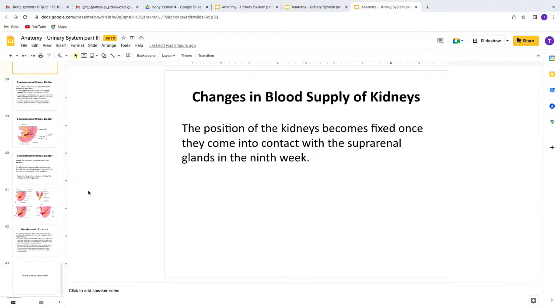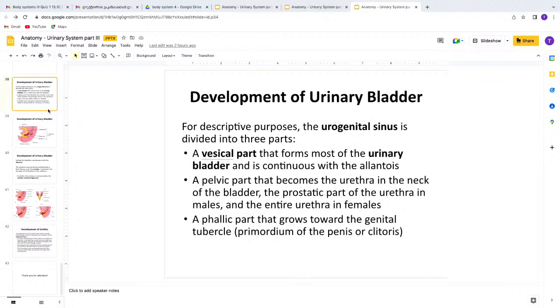Do you have any questions regarding this? No? Okay. And now we are continuing with the development of the urinary bladder.